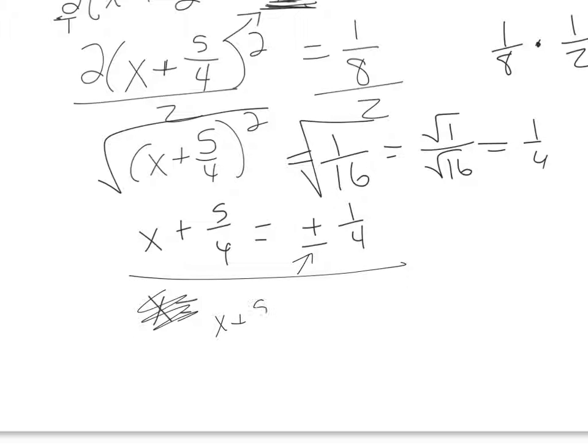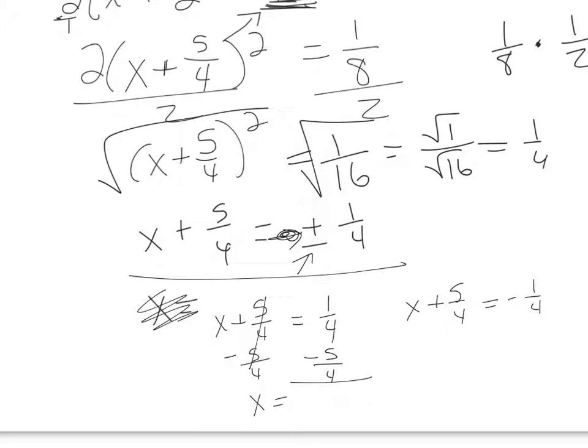So x plus 5 over 4 equals 1/4, with the positive version up here, and x plus 5 over 4 equals negative 1/4. Then we simply solve each of these. If you wind up with just numbers, you have to do the math. So this is negative 1, and this is negative 6 over 4, or negative 3 over 2 if you reduce. Super fun. See you tomorrow.